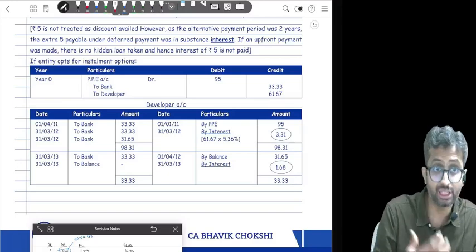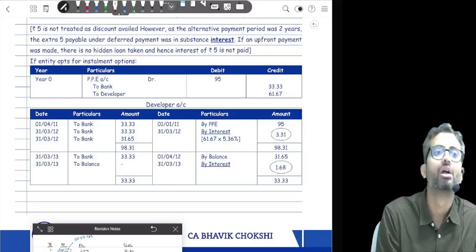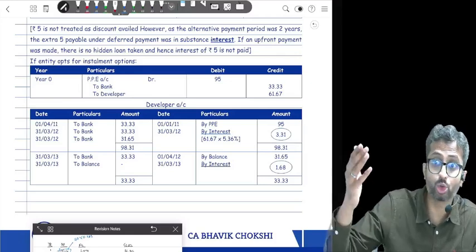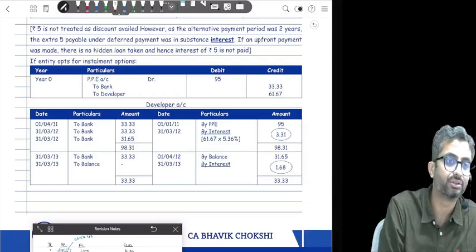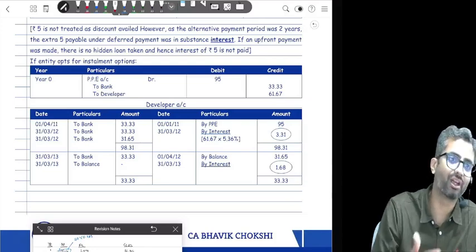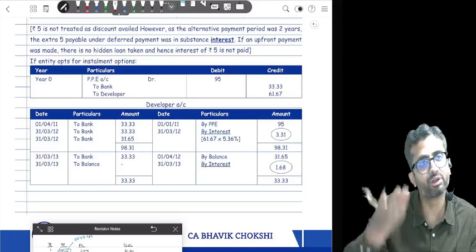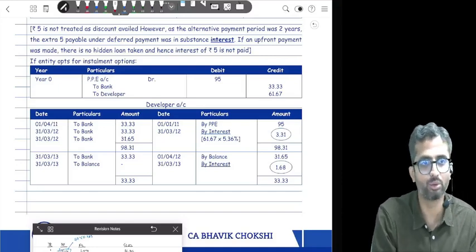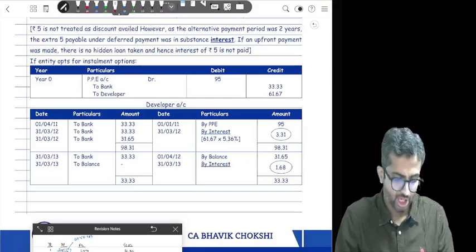Initial recognition should happen at cost, and cost is what you pay. If nothing is available, you will assume that what you are paying must be equal to the value of what you are receiving. Between WDV and fair value, fair value is always more superior. WDV must be any old outdated number. Are we clear with this? Okay.